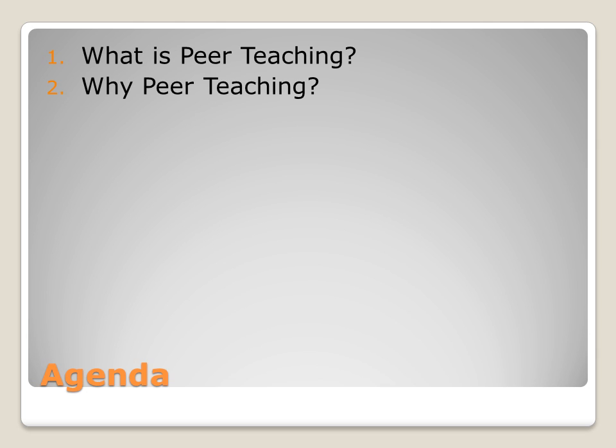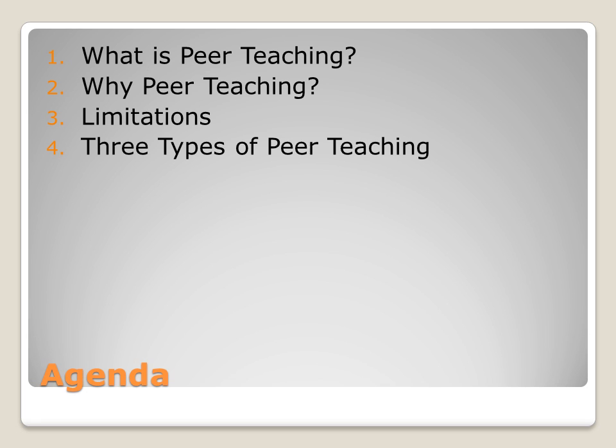And our agenda for this training is as follows. First of all, I'm going to talk a little bit about what peer teaching is. Then we'll talk a little bit about why we might want to employ this strategy in our classrooms, the benefits that it could bring to our students. Then I'll talk a little about some of the limitations, so some of the things we have to keep in mind, ways in which it might not work or might be difficult to do. And then I'm going to go over 3 different types of activities you can do that are peer teaching activities. These are things you can use in the classroom.